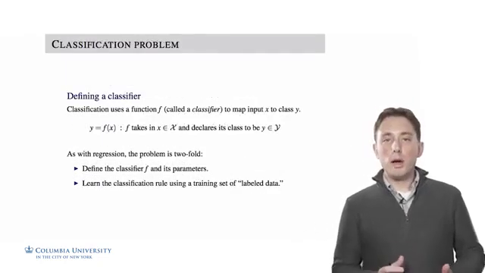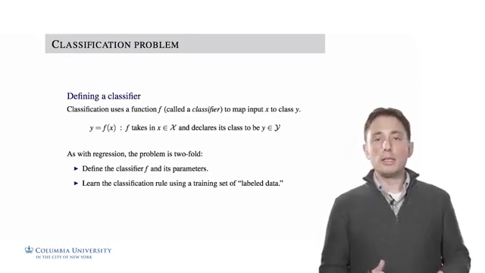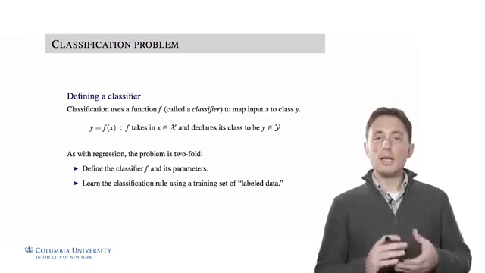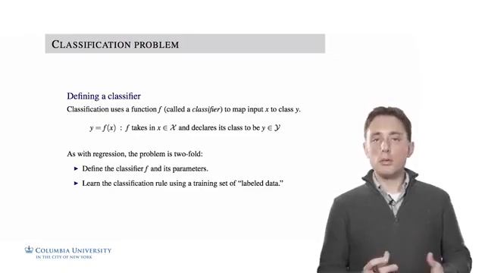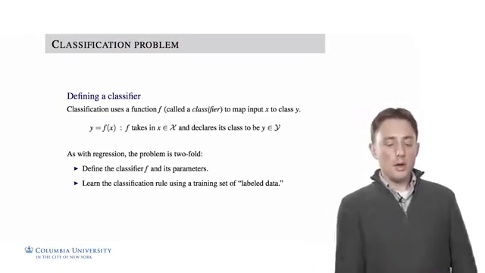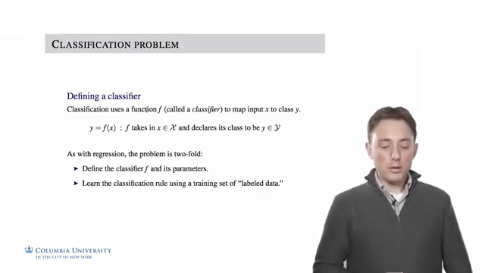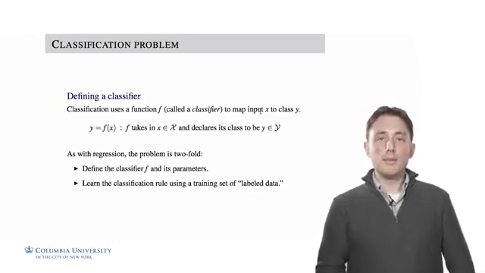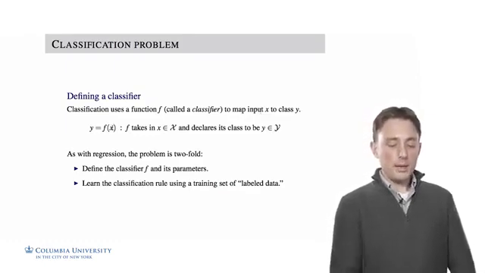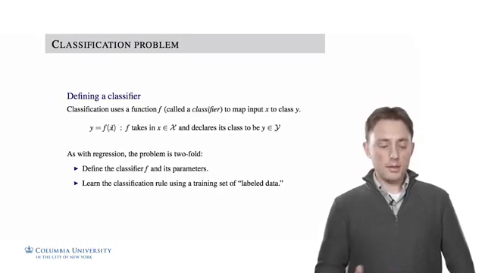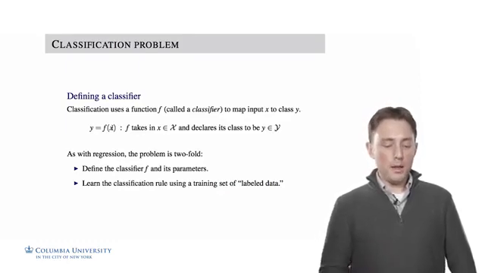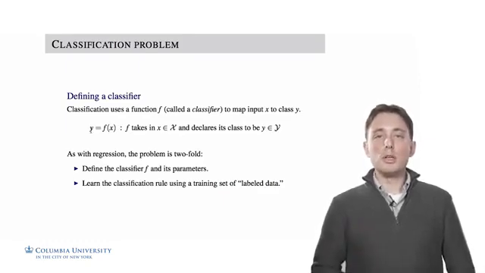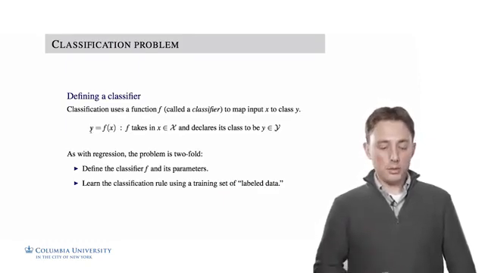So as with the regression problem, we need to define what a classifier is. A classifier is just a function. Just like in the regression problem, we defined a function. With classification, we'll define a function as well, except this function is going to map the input x to a class. So we'll take as an input to the function the x, the email, for example, and the output is going to be a label or the index of which class that input belongs to.